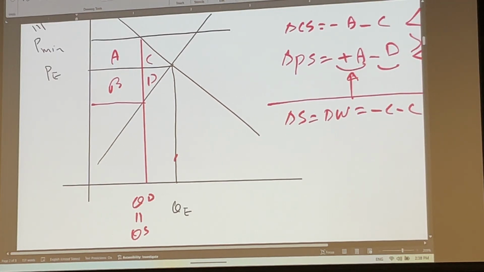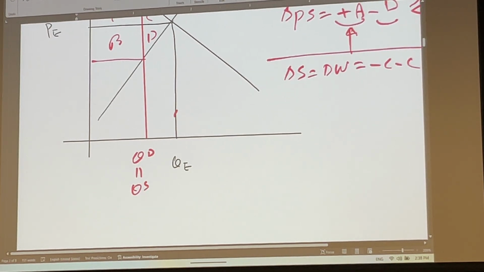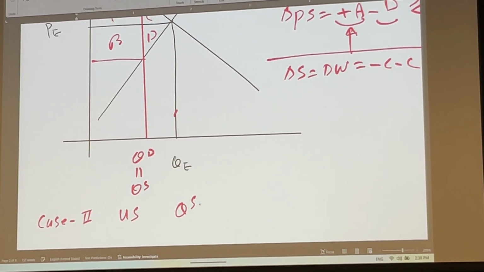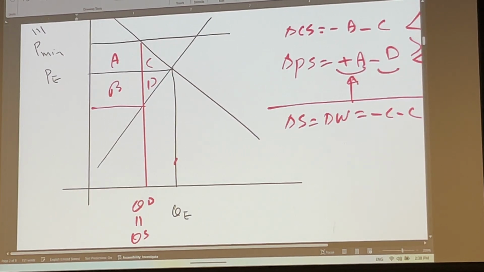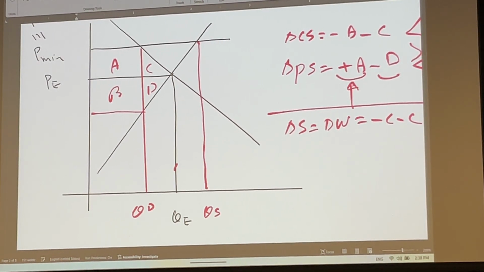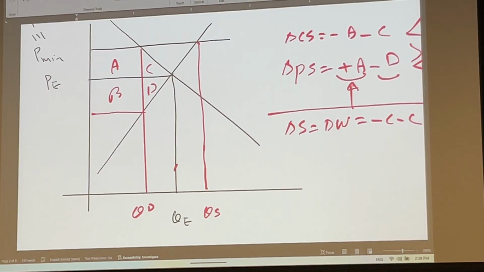Case number two. Case number two is the US case of agriculture policy. You cannot force the producer to produce at demand. Supply will be more than demand, i.e. supply will go all the way to there and produce that. That's price floor without quota. Right? You set the price out of equilibrium. Farmers will all produce. Alright? Make sense? Okay.